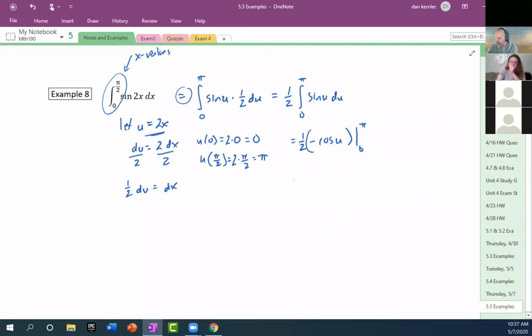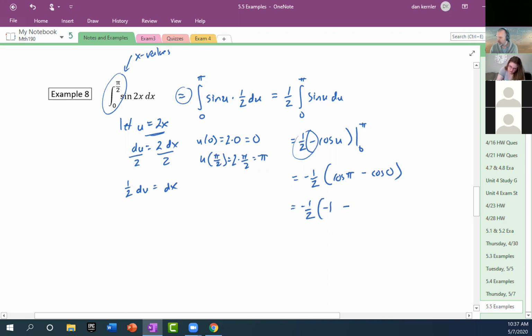All right. So I'm going to write this as negative 1/2 times cosine of pi. So I put the negative with the 1/2. Negative 1/2 times cosine of pi minus cosine of 0. Cosine of pi is negative 1. Cosine of 0 is 1. So we get negative 1/2 times negative 2. So we get 1. Interesting. Okay.